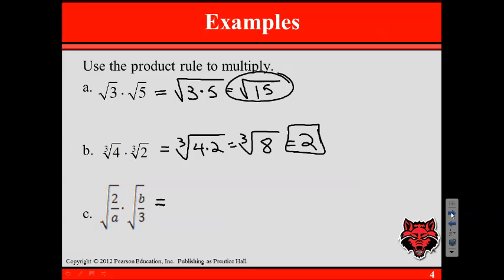We can also use the product rule when we have fractions underneath the square roots. We have the square root of 2a times the square root of b over 3. We multiply. We have the square root of 2 over a times b over 3. Multiply your numerators together, 2b. Denominators, a times 3 is 3a. That is all underneath the square root.